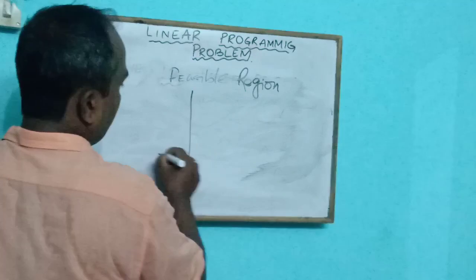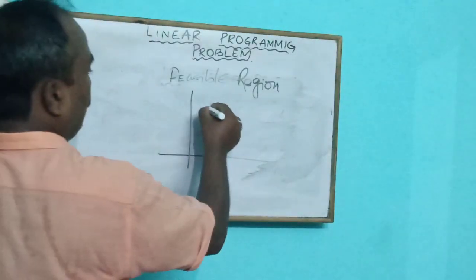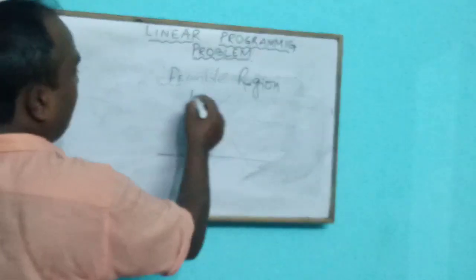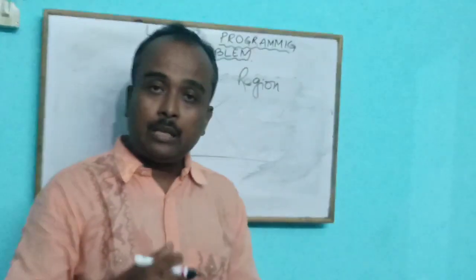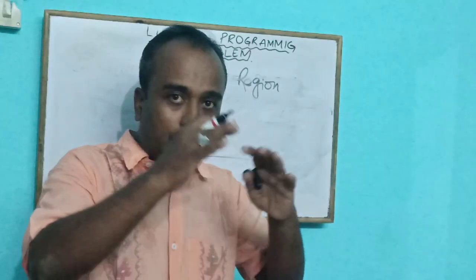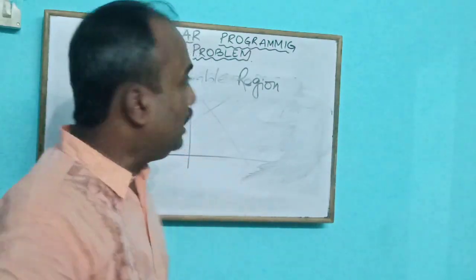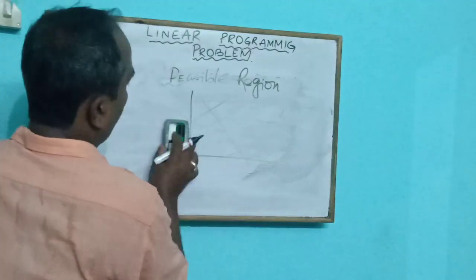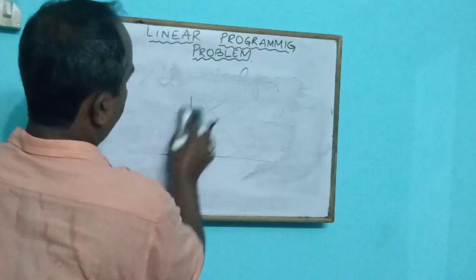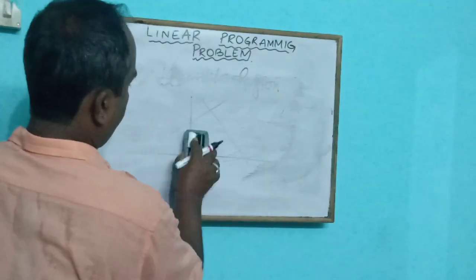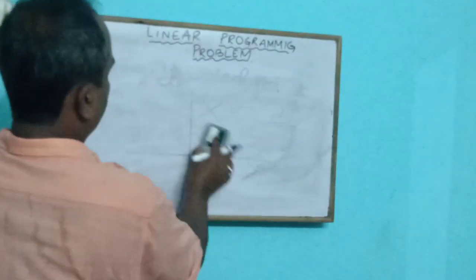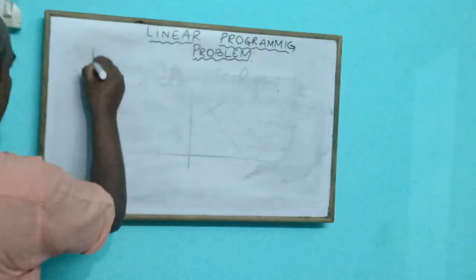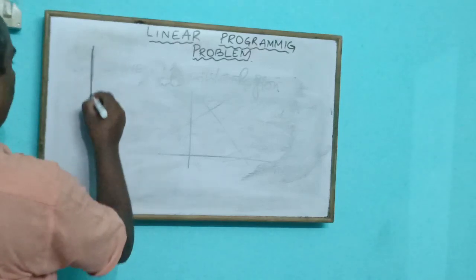Suppose when we are plotting the lines on the graph, the region which gives us the feasible portion or the solution area will give us the solution of the problem. What is that? Now to understand that, let us understand the concept of inequality.